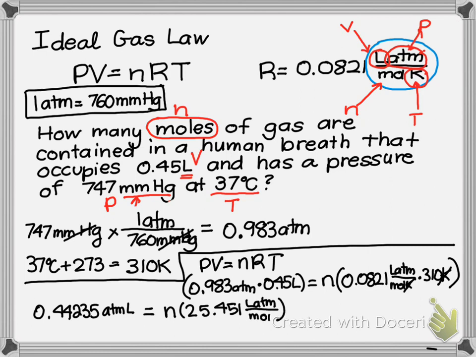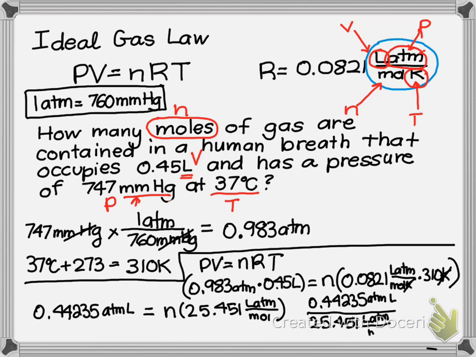And now I'm going to divide, and I've worked my way into the corner of this page, and I apologize for that. So now I'm going to divide 0.44235 atmosphere liters divided by 25.451.